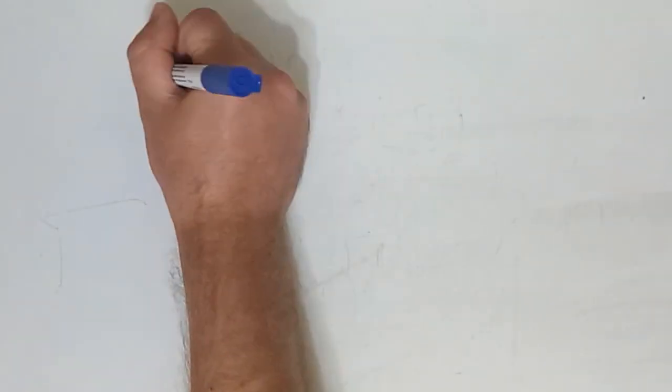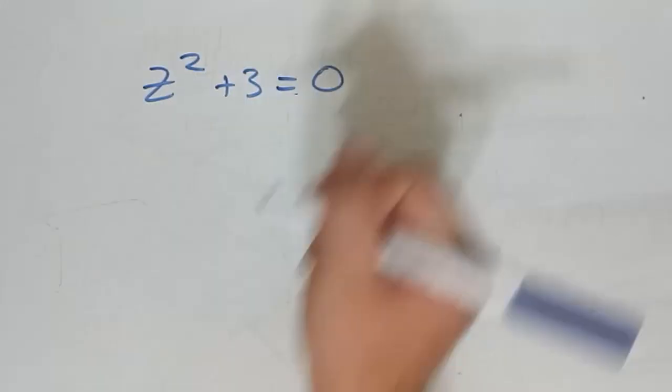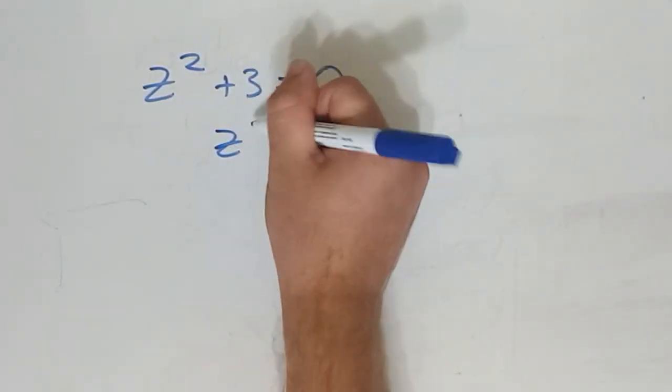Okay, today we're going to look at how to solve some polynomials over the complex field. So let's look at the first one, solving complex equations. z squared plus 3 equals 0. Okay, this one's an easy one.